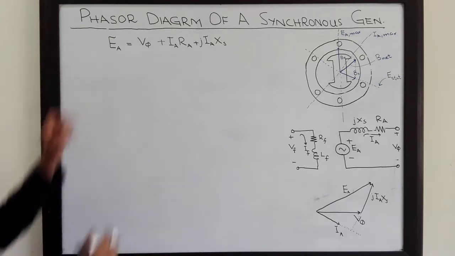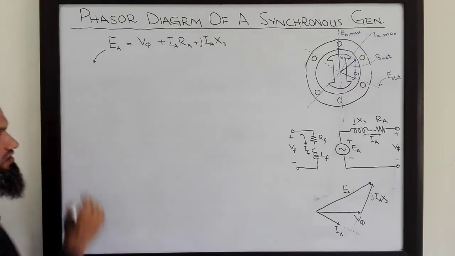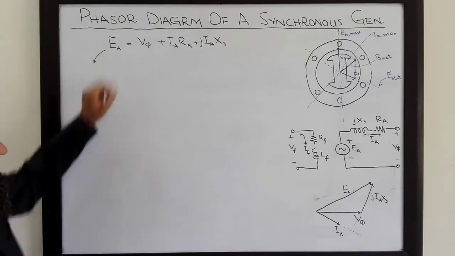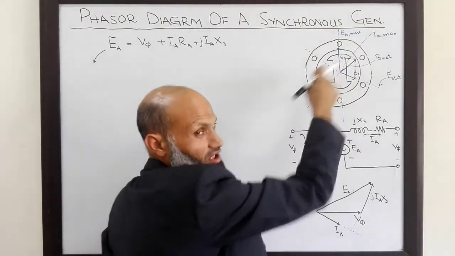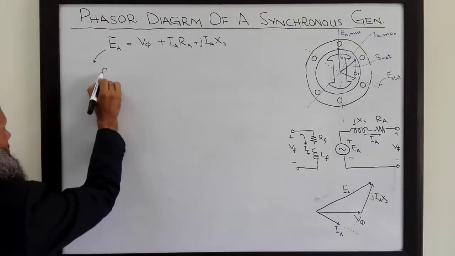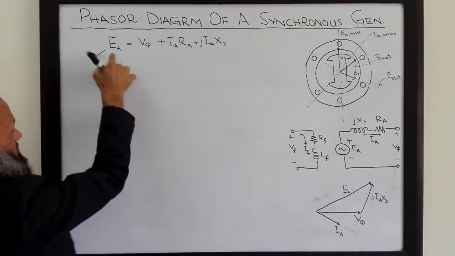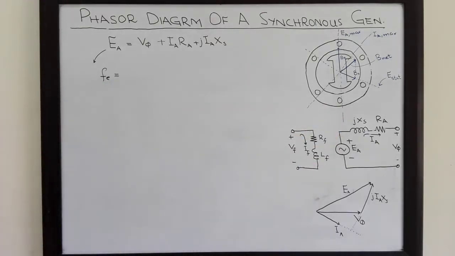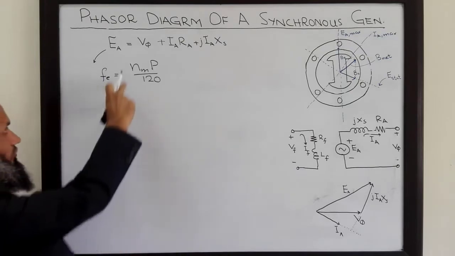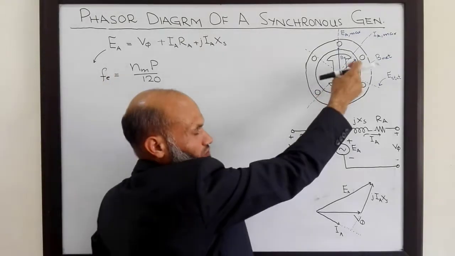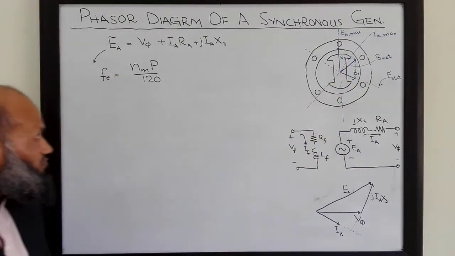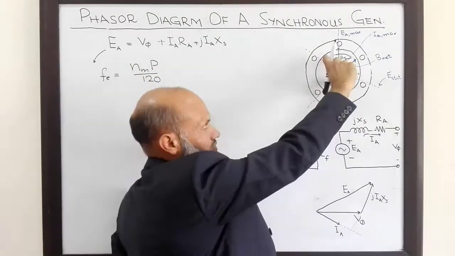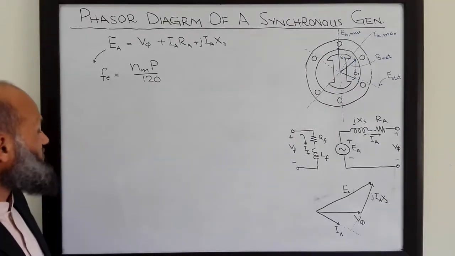You already remember that the frequency of this internal generated voltage is related with the speed of rotation of the rotor, and that is the electrical frequency of the generated voltage. We derived that expression, where Nm is the speed of rotation of the rotor in revolutions per minute, and P is the number of poles in the machine. Here a 2 pole machine is shown.